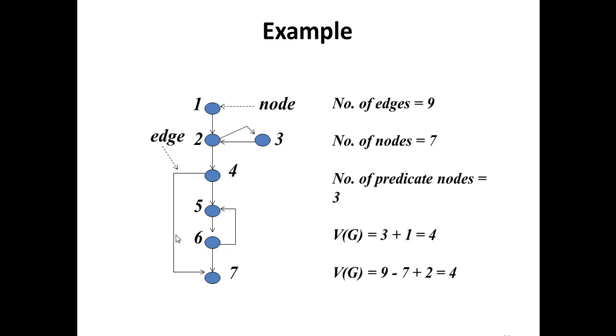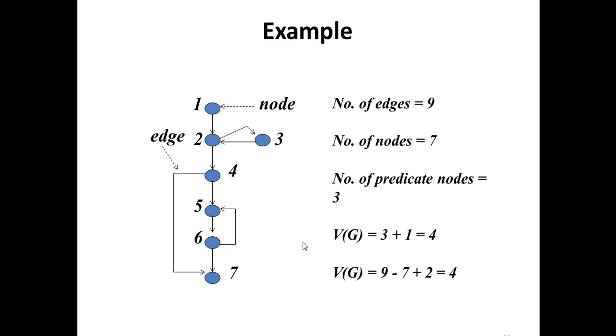So in total we have 9 edges over here. Now, how can we calculate the cyclomatic complexity? The first formula that we know is that V(G) is equal to the number of edges minus the number of nodes plus 2.